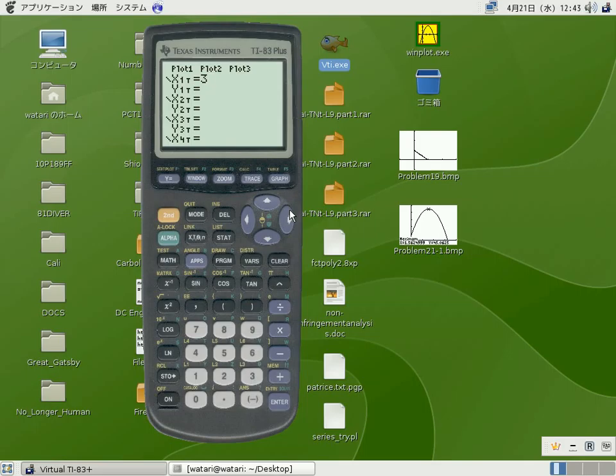And y is the one that we calculated. So that's going to be negative 16t squared plus 50t plus 6. And now we just need to worry about the window.